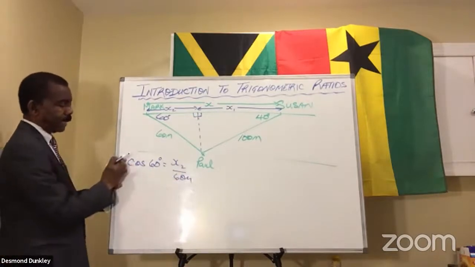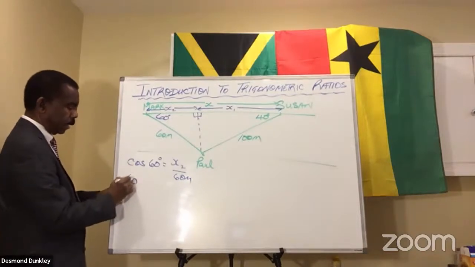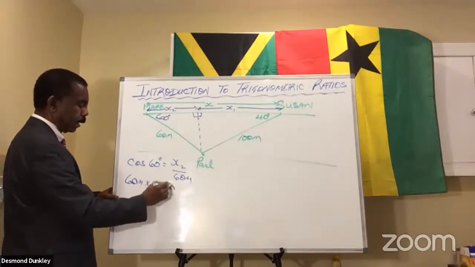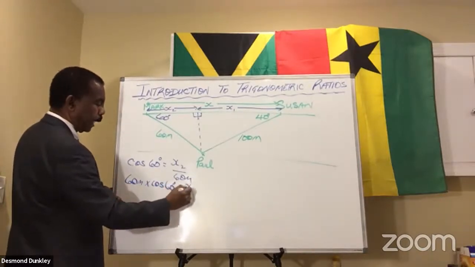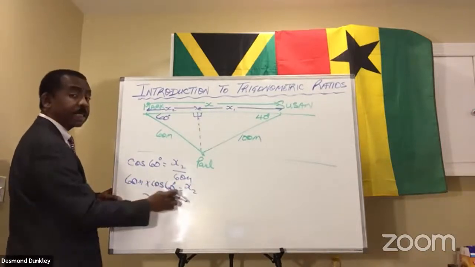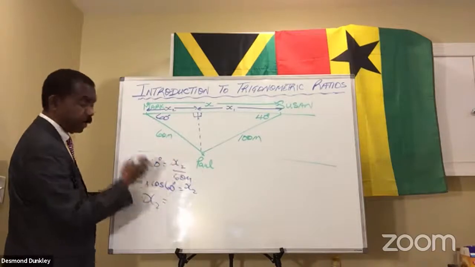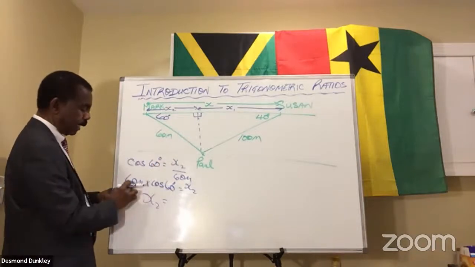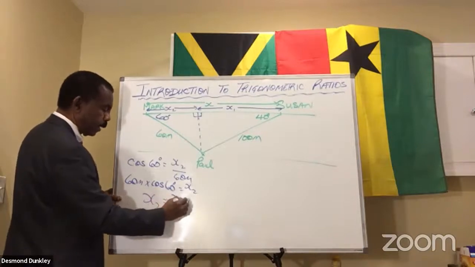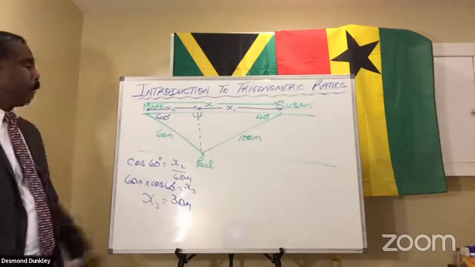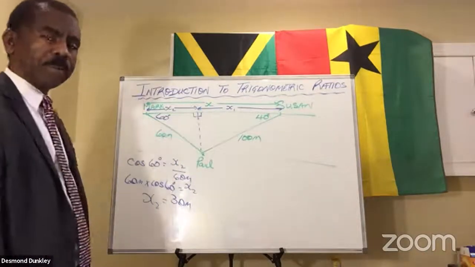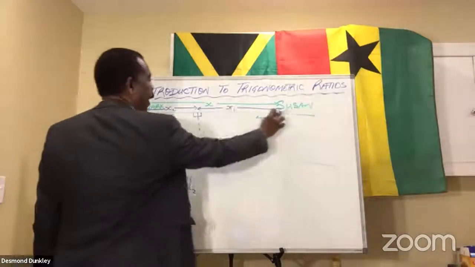So multiply both sides by 60 meters, we end up with 60 meters times cosine 60 degrees is equal to x2. So therefore, x2 is equal to, cosine of 60 is a half. I know that. You can check it on the calculator. A half times 60 meters gives us 30 meters. So we already have part of the puzzle solved. From here to here is 30 meters. So now we need to find x1.